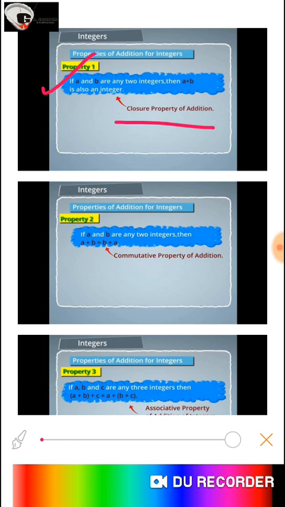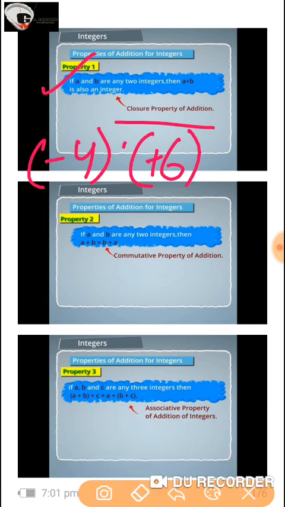For example, we will take any two integers, -4 and +6. Now, -4 is an integer and +6 is also an integer. If we add them, the answer is +2, which is also an integer. So, this property says that if you are adding two integers, the sum is also an integer.